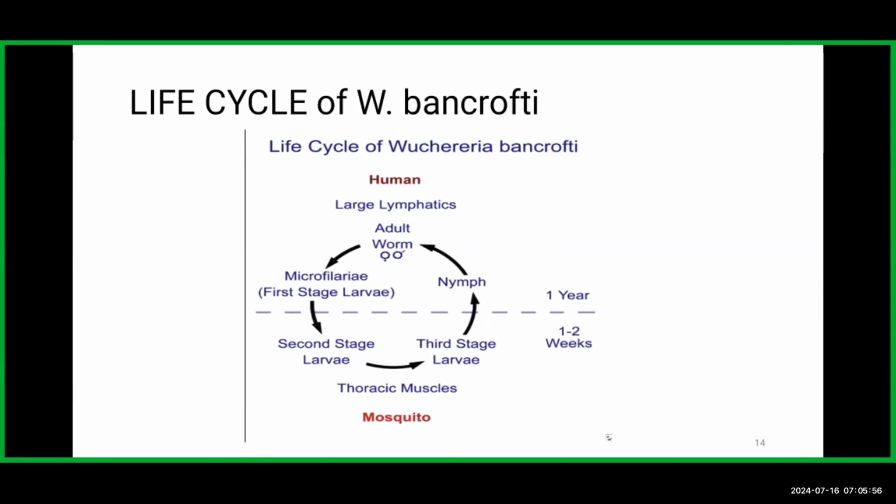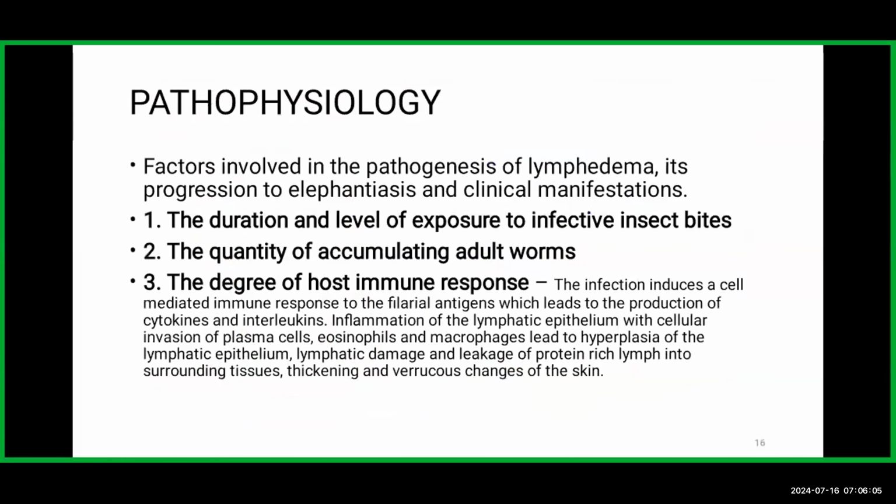So the time from infection to maturation to the adult worm usually takes about 12 months, and it's called the prepatent stage. Okay, so we'll look at this when we get to the slides.